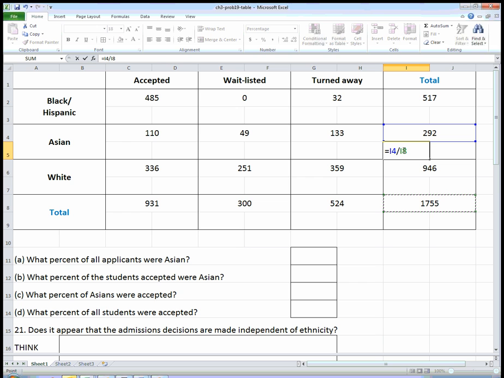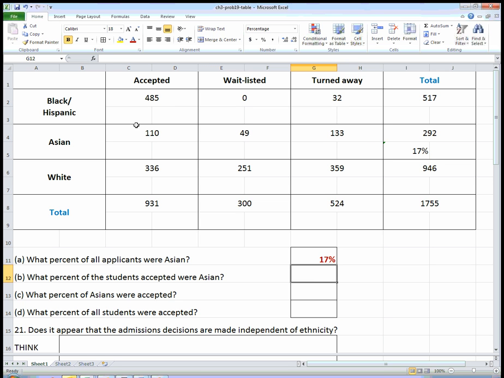Now I could have just put in the numbers, but it's cool to do it in terms of clicking, because then if I realize that these numbers were wrong, if I change this to a 295 or something, or if I change one of these numbers, it would automatically update. Okay, so the percentage of Asians among all applicants is 17%. And so I'm just going to take that, and say this equals this. Notice I'm not putting in any numbers beyond these raw numbers that were already in the table. It's all calculations based on references to other cells. So among all the applicants, 1755, the 292 represents 17%.